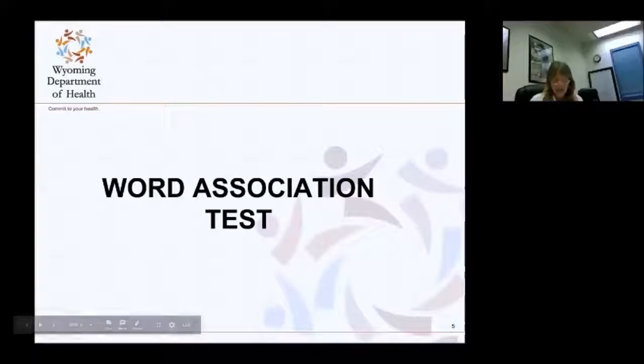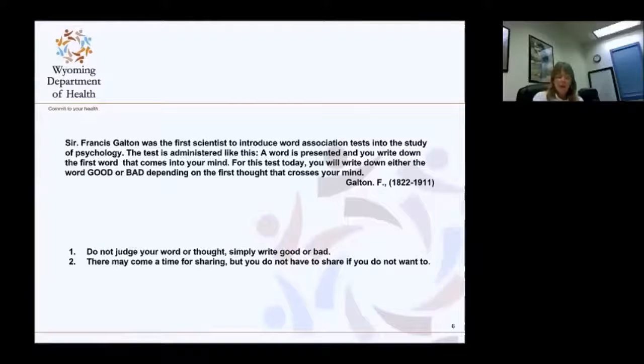This is that game that we've all played where one person says a word and the next person says the first thing that comes into their mind. This is similar, except you will write down, without hesitation, the word good or bad after each word is presented. Sir Francis Galton was the first scientist to introduce word association tests into the study of psychology.